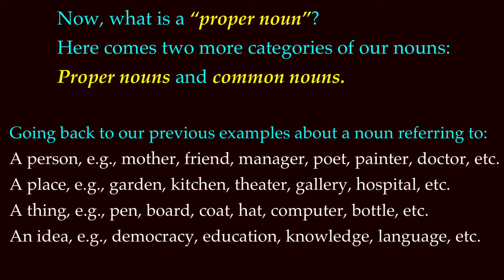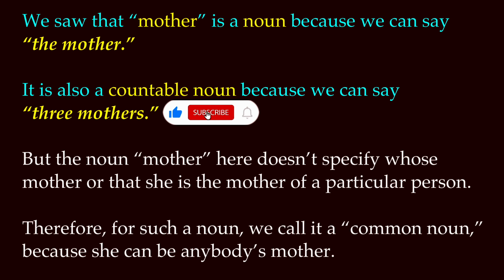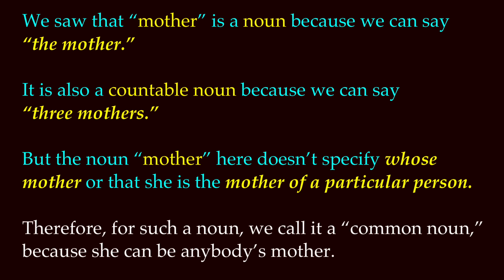Going back to our previous examples about a noun referring to a person, a place, a thing, an idea, we saw that mother is a noun because we can say the mother. It is also a countable noun because we can say 3 mothers. But the noun mother here doesn't specify whose mother, or that she is the mother of a particular person. Therefore, such a noun we call a common noun, because she can be anybody's mother.